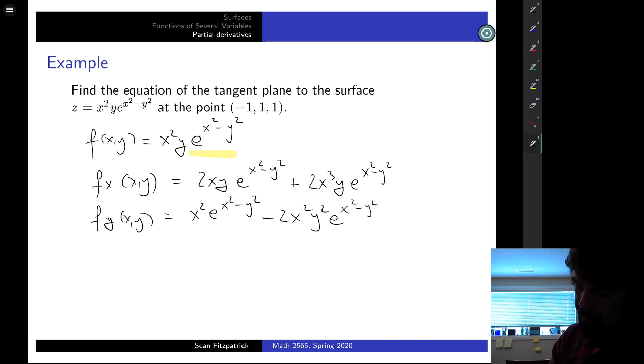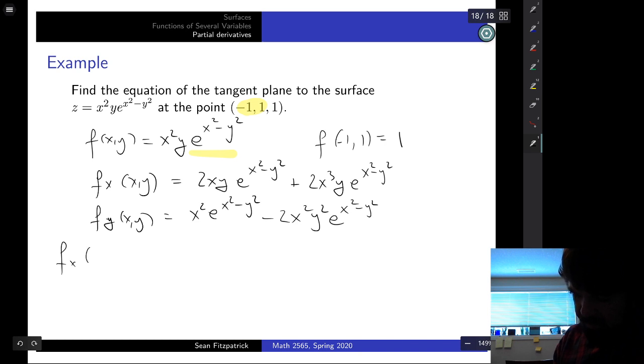So f at minus 1, 1, right? The minus 1, 1 are this minus 1, 1. That's the x and the y coordinates. So let's just check that we do actually get, we get minus 1 squared times 1, so that's 1. E to the 1 minus 1, e to the 0 is 1. So we do get 1. Okay, so that checks out. This 1 matches that 1.